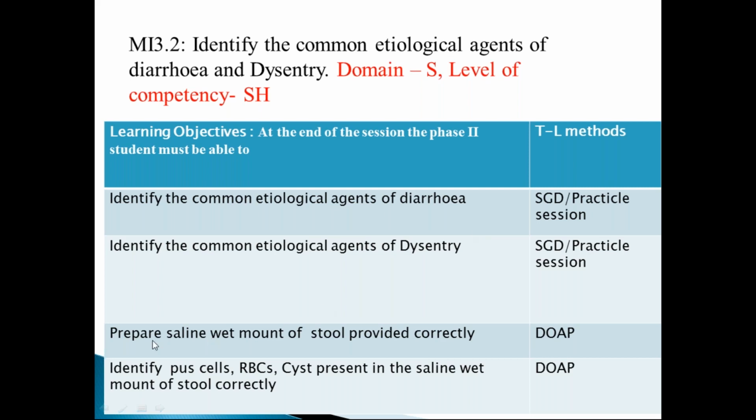And they can prepare the saline wet mount of the stool, provided correctly by demonstrate, observe, assist, and perform. Then they can identify the pus cell, RBC, cyst. I mean to say they can interpret the wet mount findings in the saline in the stool correctly. That is up to the shows how. So that is up to the shows how level of competency.